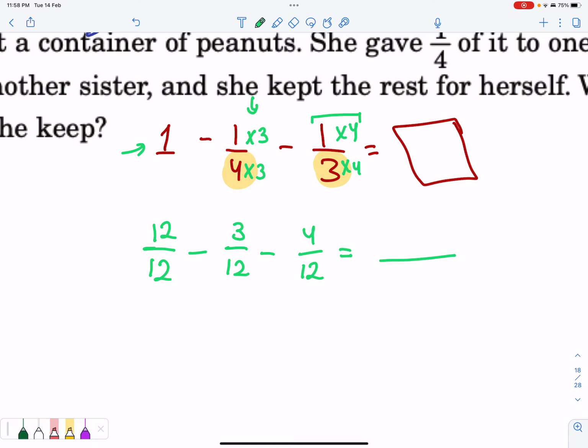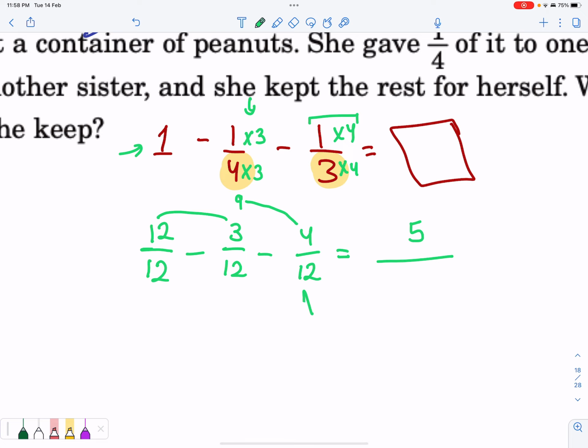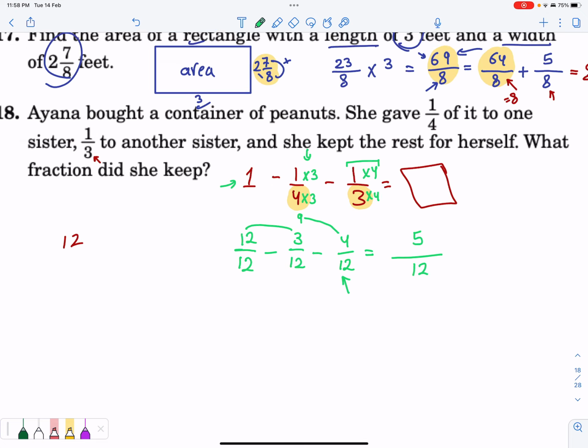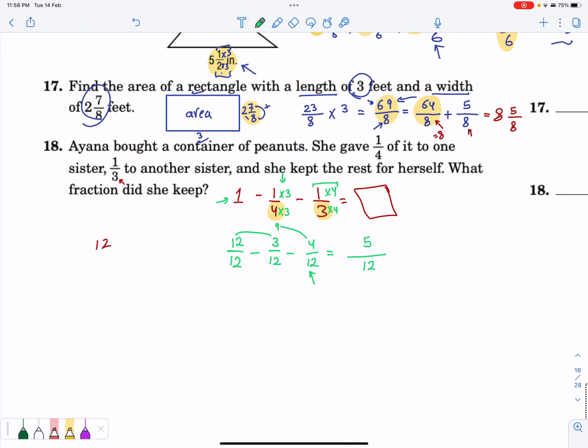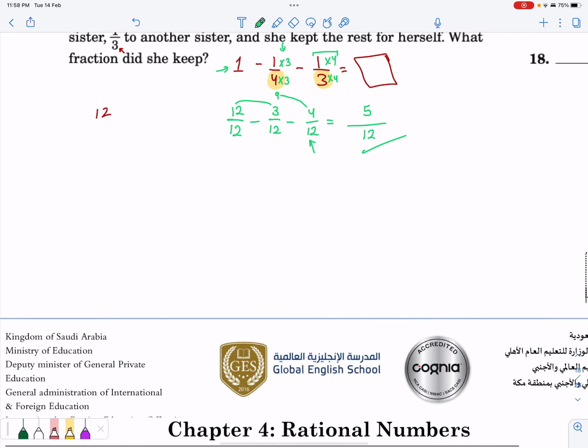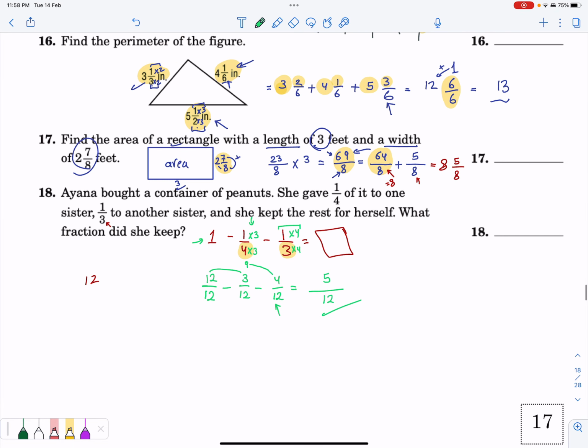Now let's subtract. 12 minus 3 is 9. 9 minus 4 is 5. What about the denominator? Of course, it's going to be 12. So she will have 5/12 of the peanuts container left for herself. So 5/12 is the correct answer.